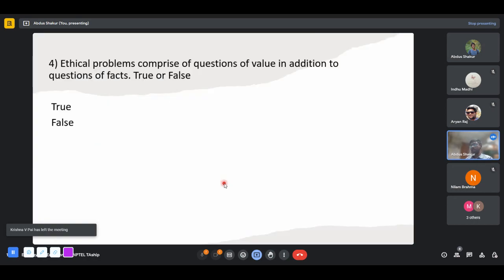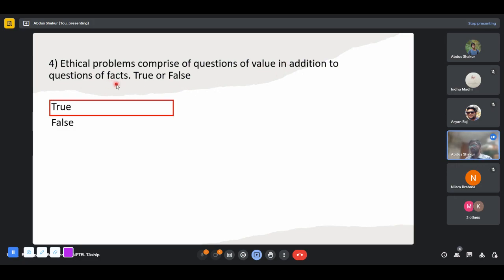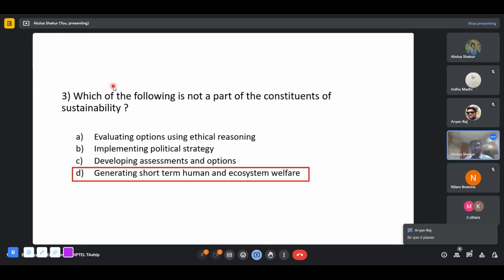Going ahead, ethical problems comprise of questions of value in addition to questions of facts. True or false? It's true. It's not just questions of value. It also has questions of fact. Yeah, question number three.